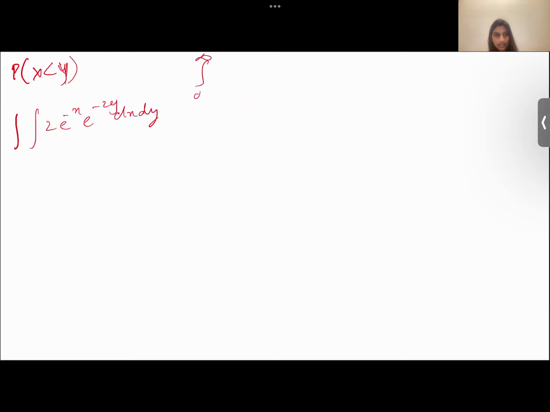But since x is 0 to infinity, but your x is less than y, the limits of x become 0 to y. And what are your limits of y? Your limits of y still remain 0 to infinity.